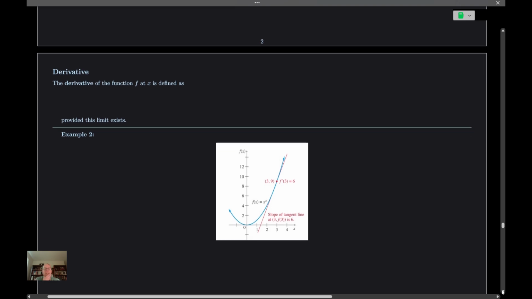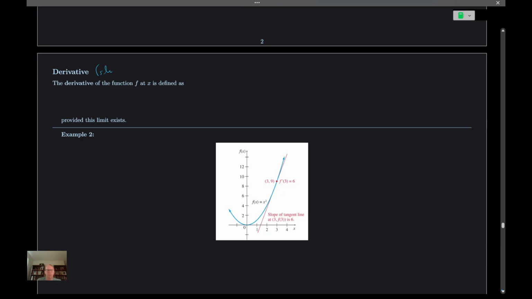So the derivative is, now whenever you see the word derivative, I want you to think slope. So when we talk about the derivative of the function, we are talking about the slope of the function or the rate of change of the function. So the derivative of the function at x is defined as the limit as h approaches 0 of f of x plus h minus f of x over h. Now this hopefully looks very familiar because this is what we just saw.